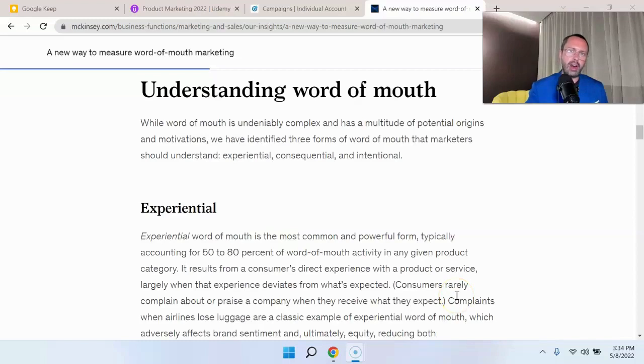I just showed you some hard metrics where we can measure the success of viral word-of-mouth types of marketing. But perhaps the bigger question is, how do we generate word of mouth? What are the drivers of word of mouth, and what are the types of word of mouth? So to begin, we're going to look at McKinsey. McKinsey has basically identified that there are 3 categories of word of mouth.